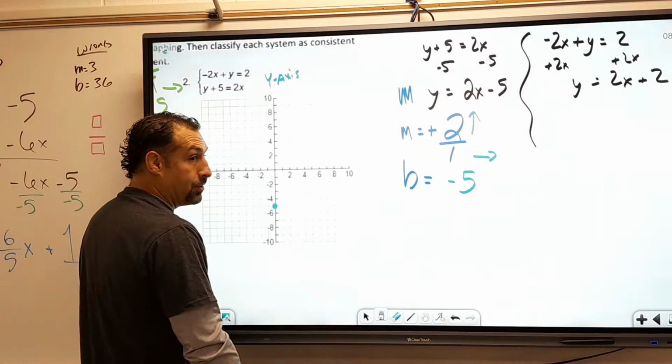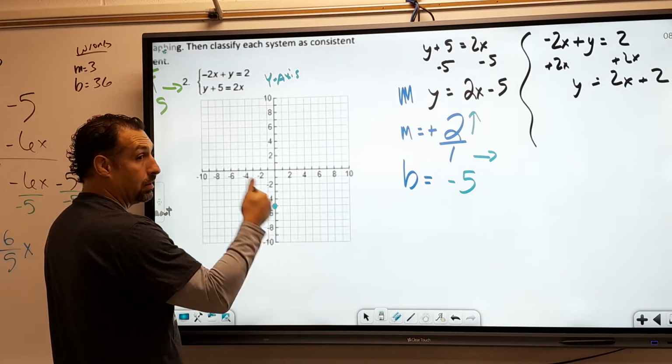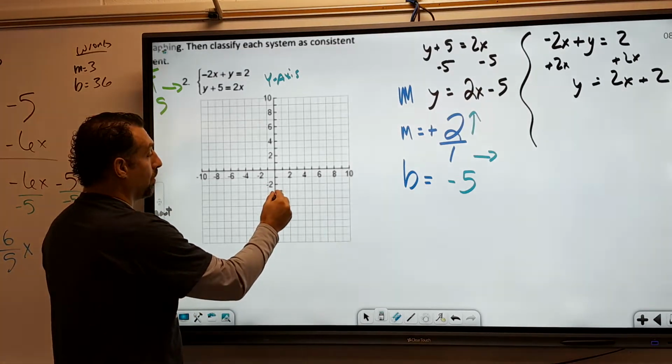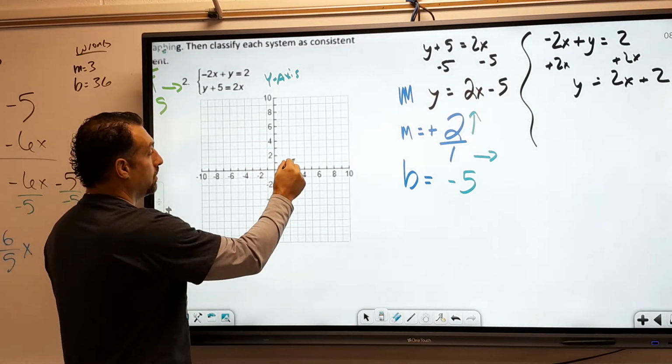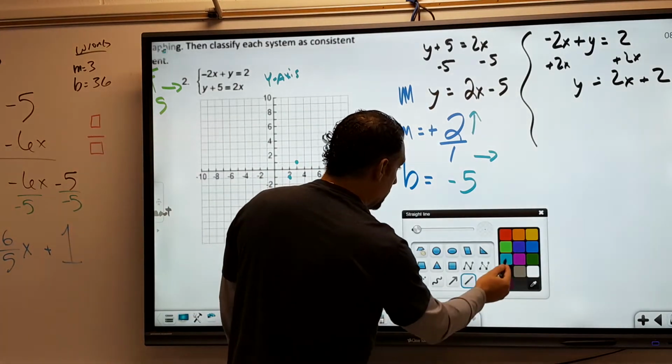And then we'll go up 2 over 1. Can we finish this example then? Up 2 over 1, 2 over 1, et cetera, et cetera. Try and make your line pretty good.